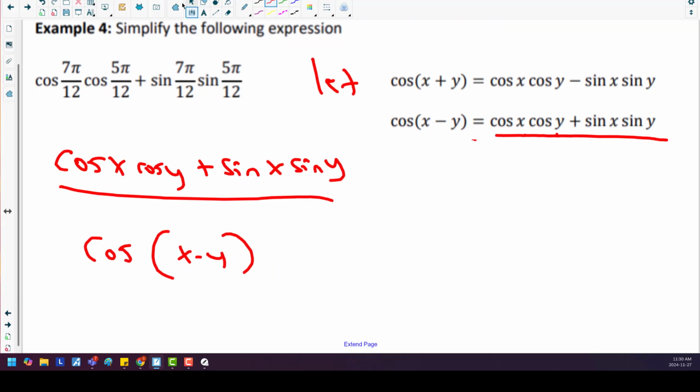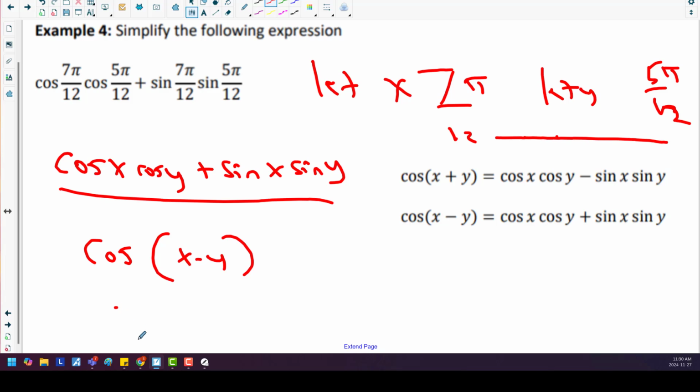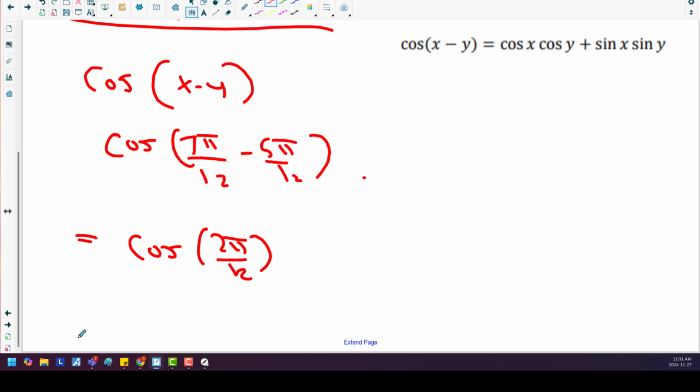And we know that x and y are 7 pi over 12 and 5 pi over 12. So that's very simple. That's just cos of 7 pi over 12 minus 5 pi over 12. We just do the subtraction. So that's just 2 pi over 12, which is obviously pi over 6.